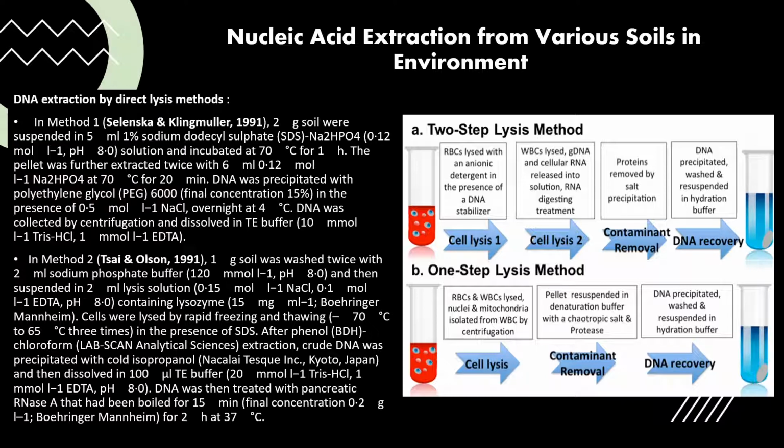In method 2, 1 gram soil was washed twice with 2 milliliter sodium phosphate buffer and then suspended in 2 milliliter lysis solution containing lysozyme, and cells were lysed by rapid freezing in the presence of HTS. After phenol chloroform extraction, DNA was precipitated with cold isopropanol and then dissolved in 100 ml buffer.